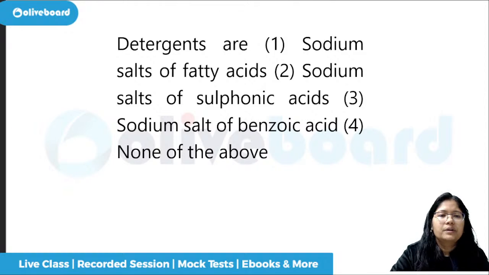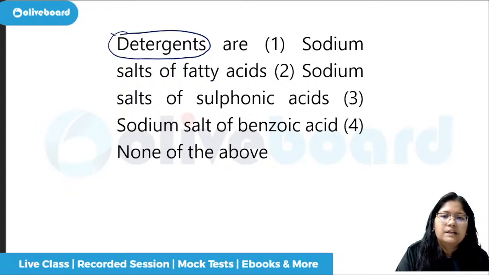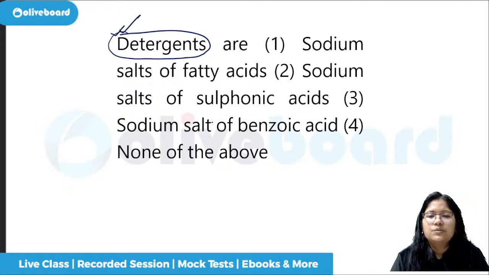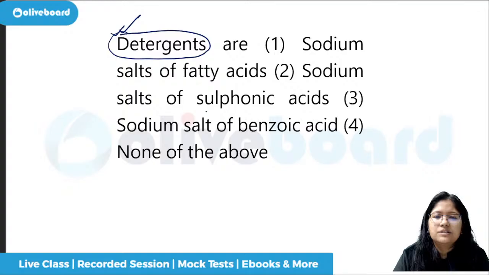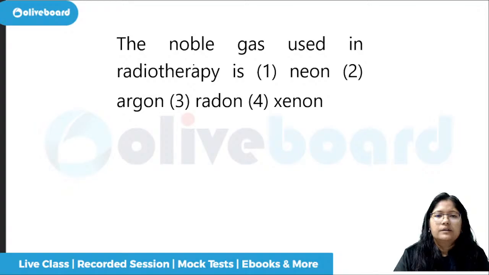All right. Next question. Detergents: after the world wars, they started with this detergent. So what are detergents? Detergents are sodium salts of fatty acids, sodium salts of sulfonic acid. So yes, detergents are sodium salts of sulfonic acid. Next question. Read the question. The noble gas used in radiotherapy is? So which gas is used in radiotherapy? The radon gas is used in radiotherapy. So 3 is the correct answer.